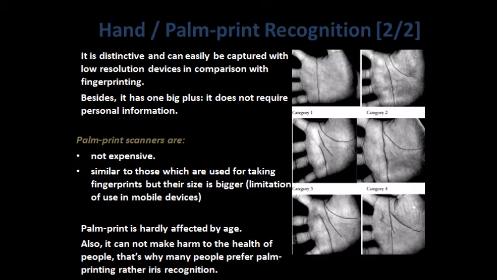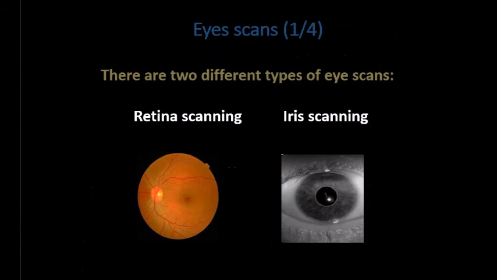Palm print is hardly affected by age. Also, it cannot harm the health of people. That's why many people prefer palm printing rather than iris recognition. There are two different types of eye scans, retina scanning and iris scanning.